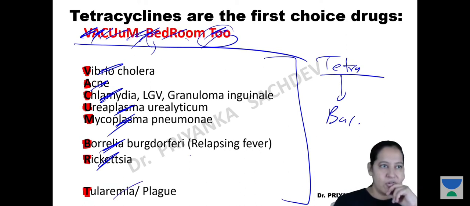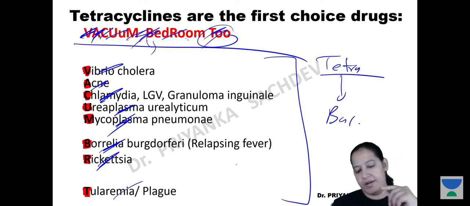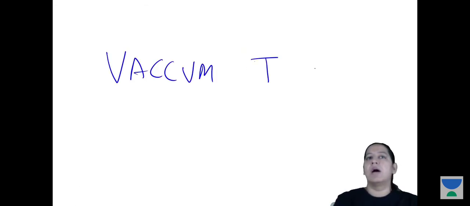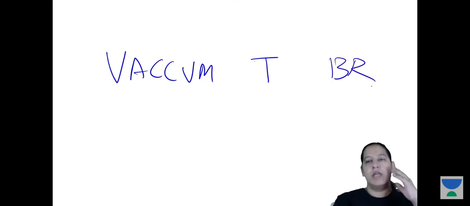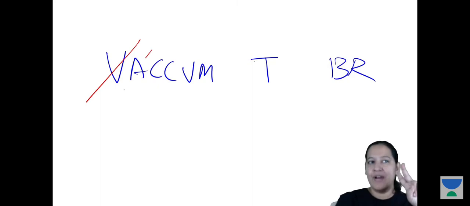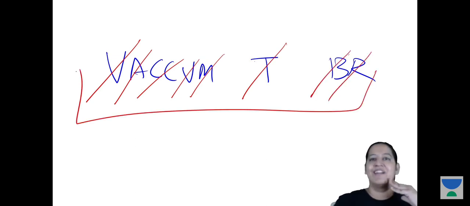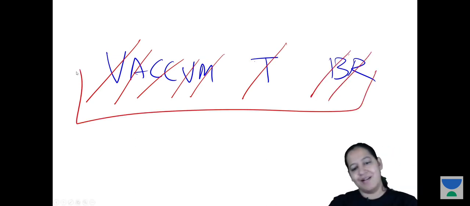I will try it. Vacuum the bedroom, this is the mnemonic. Who will help me? So V for Vibrio, A for acne, C for chlamydia, ureaplasma, mycoplasma, tularemia, Borrelia, rickettsia. Okay, I have done it. If I can do it, you can also do it. Now learn it like this. These are the bacteria which are killed by tetracycline.